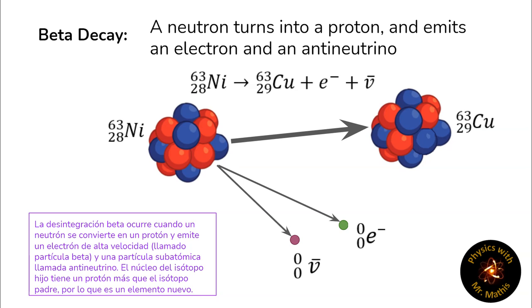The important thing to notice on this decay is that the neutron in the nickel nucleus became a proton in the copper nucleus. Again, the nickel was transmutated into copper. It became a different element.